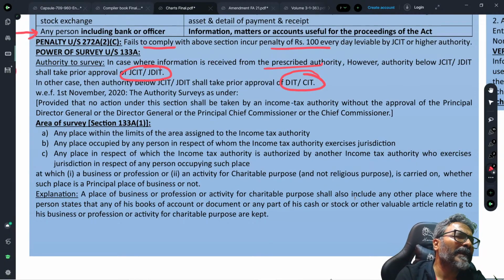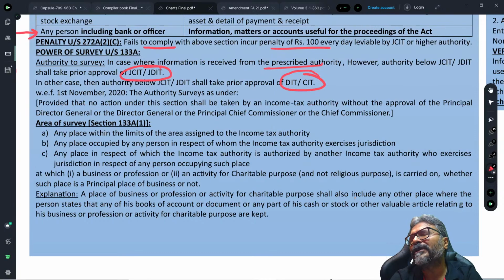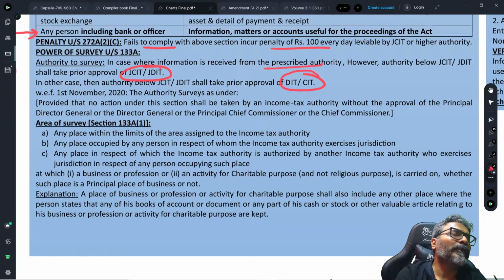Please don't irritate me. So if the information is coming from the prescribed authority because of which you want to do the survey, please don't irritate the CIT, because you are not telling him anything new. He also knows about it. So take the permission of the Joint Commissioner and then go and do the survey.